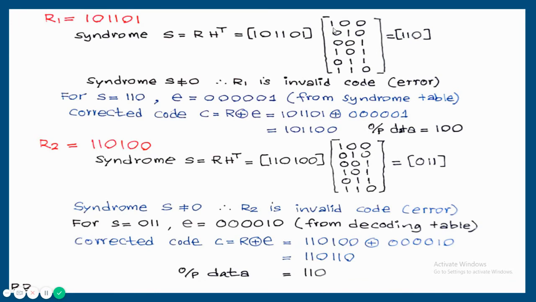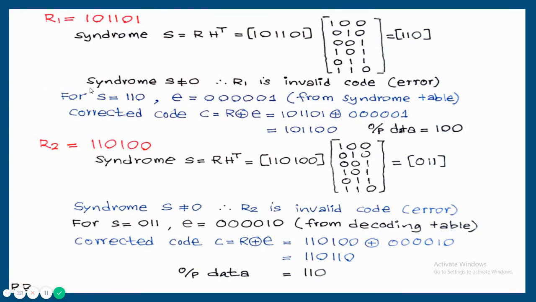First bit is 1, so first row XOR. Third row XOR. Fourth row XOR. Sixth row. Wherever 1 exists, you select those rows. Then XOR, and the answer is 110. So 110 is an indication S is not equal to 0, so the received code is invalid.